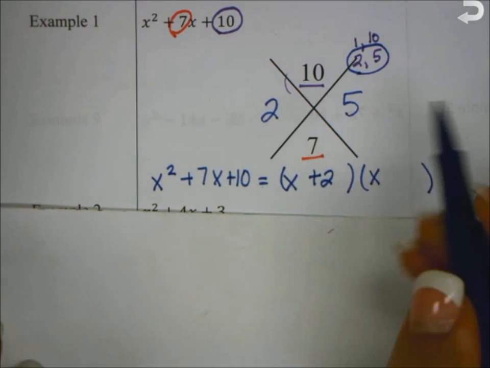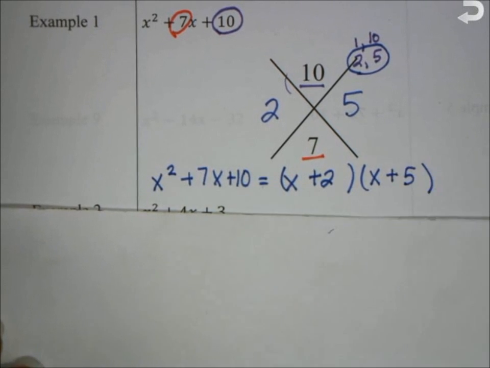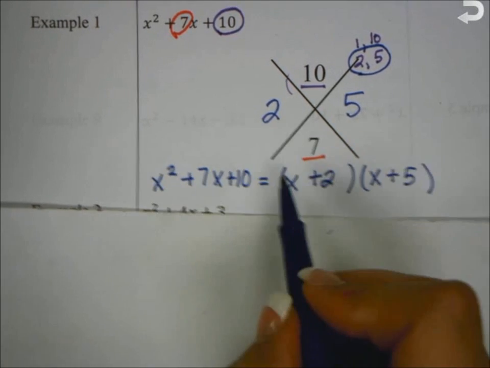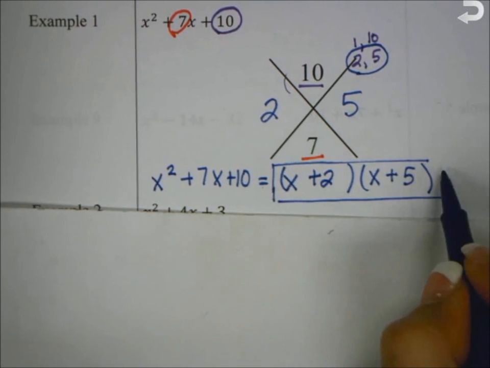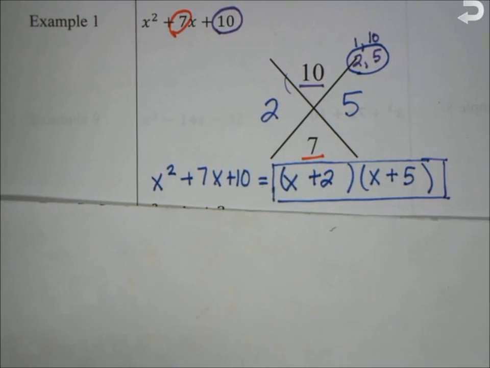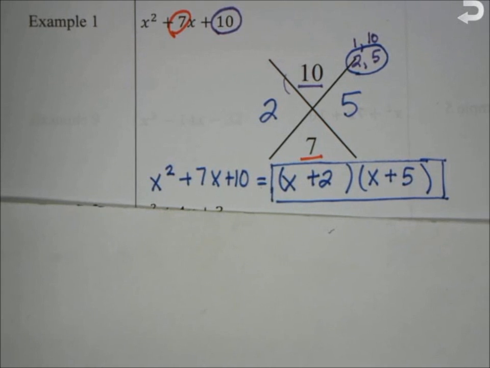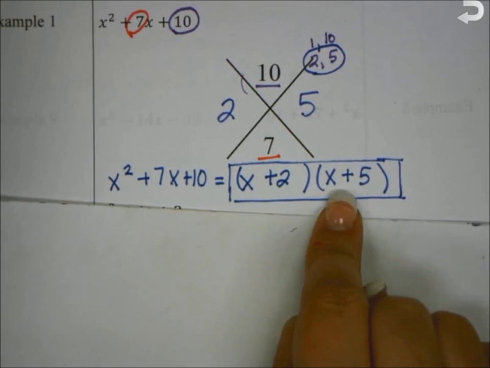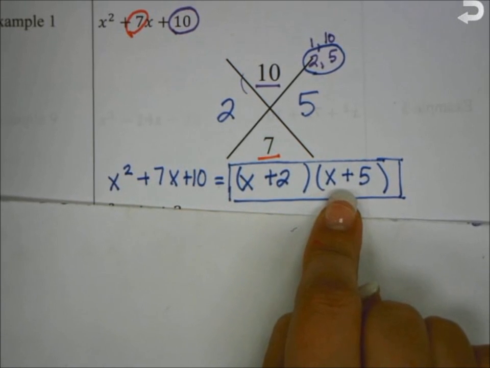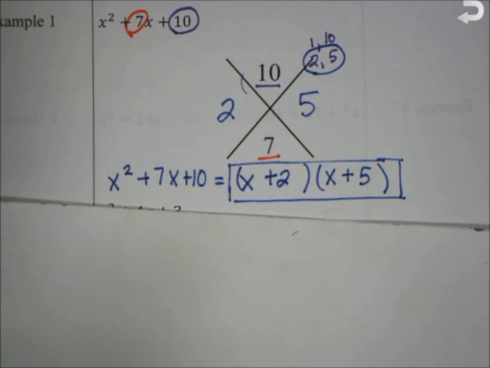X plus 2. Yeah, I get it. Jared asked, what if I wrote x plus 5 times x plus 2? It's the same thing. Doesn't matter the order. Okay? How can I check this? Let's check this answer. Plug in? Plug what in? I have nothing to plug in, so how would I check? Foil or box. So let's check it.